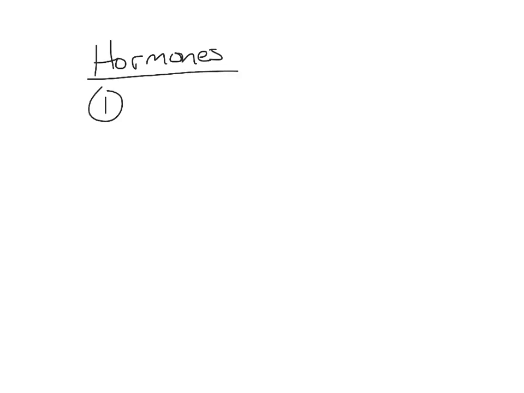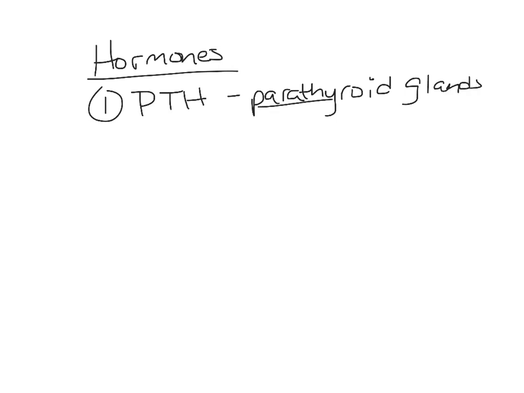One type of hormone is called parathyroid hormone, PTH, parathyroid. It is from the parathyroid glands. Okay? Parathyroid glands are in your neck. So you have your thyroid gland right below your Adam's apple, and right behind that thyroid gland are 4 little pea-shaped glands called the parathyroid glands. And these glands secrete this hormone called PTH, or parathyroid hormone.